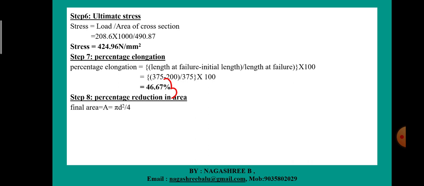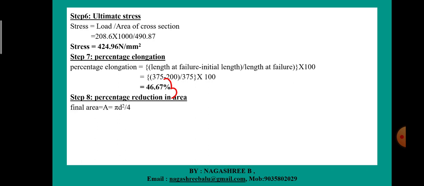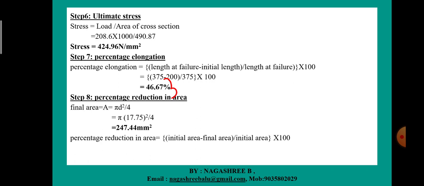Here I am supposed to calculate the final area, using the neck diameter. So final area is pi d square by 4 again, the same formula. Here D will be 17.75, that is nothing but the diameter at necking or diameter at failure. So I have got the final area as 247.44 mm square.